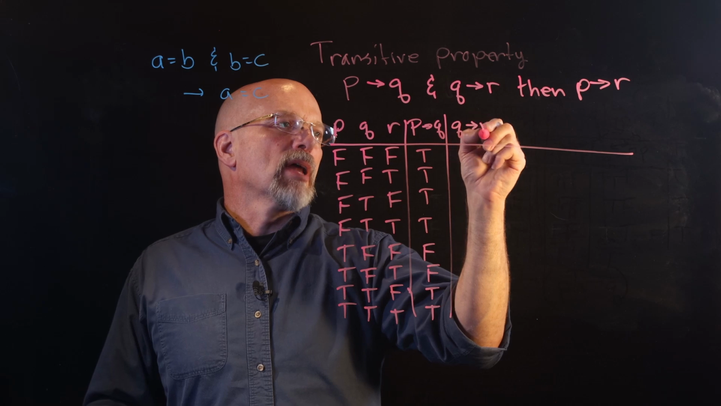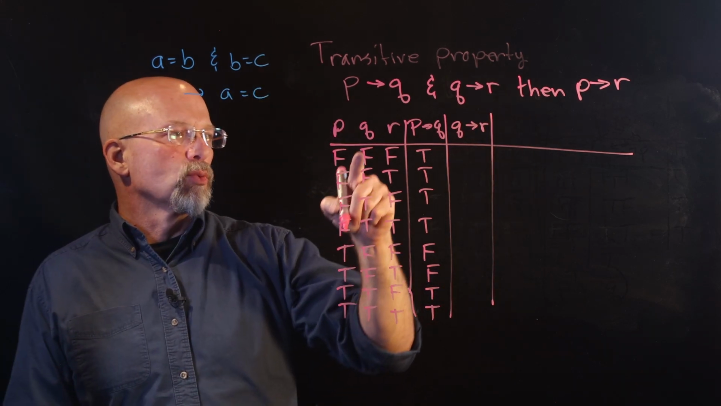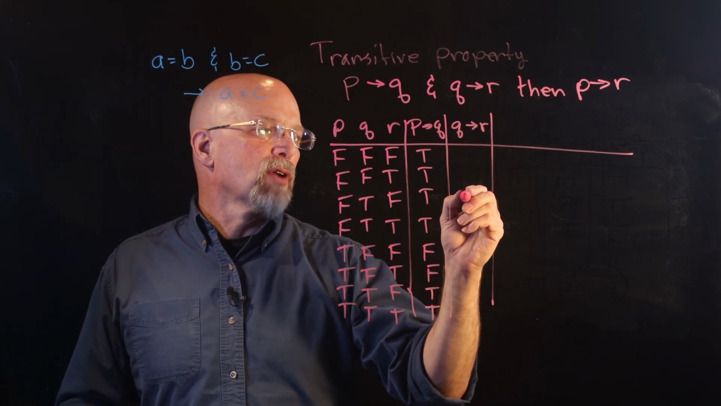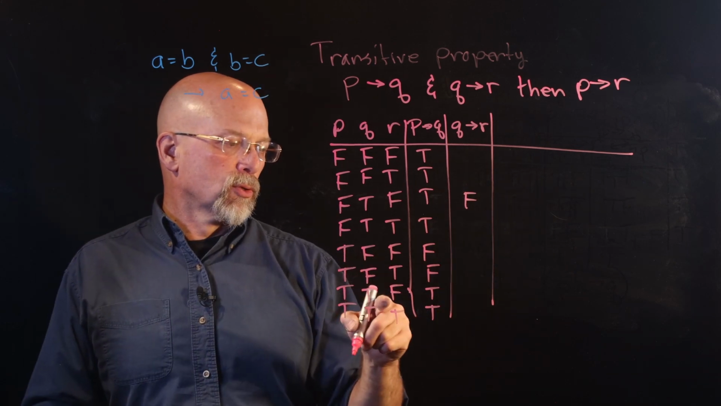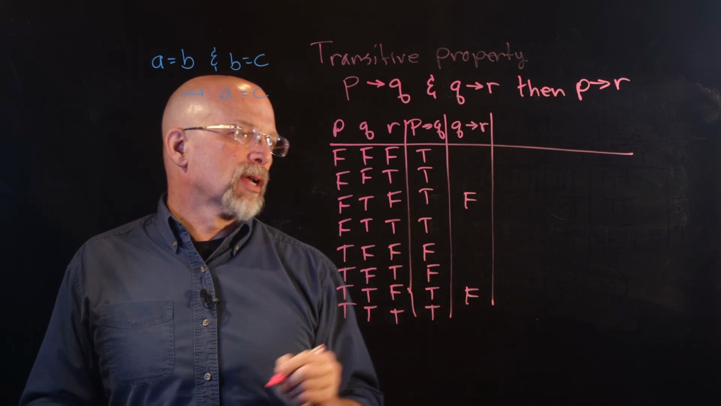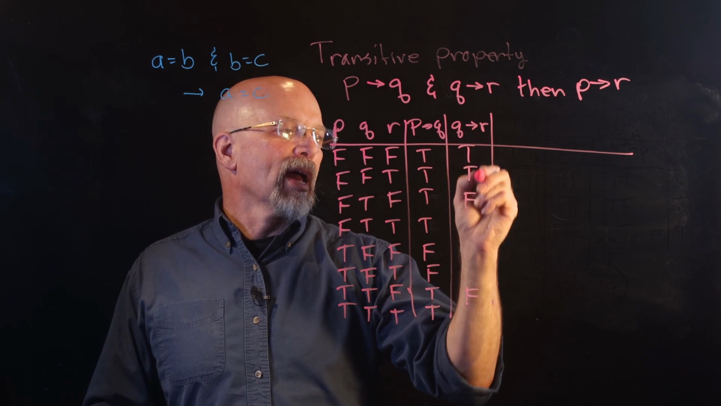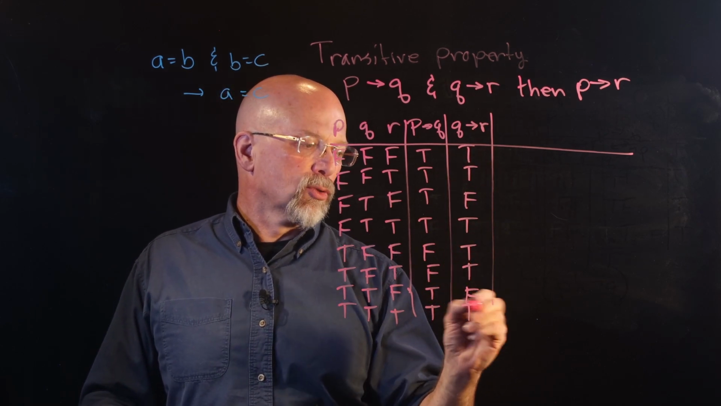Now, Q implies R. We're going to do a similar process. Wherever Q is true and R is false, we're going to have a false. So true, false, that's going to happen in the 3rd and 7th row. Everywhere else, there's going to be a true.